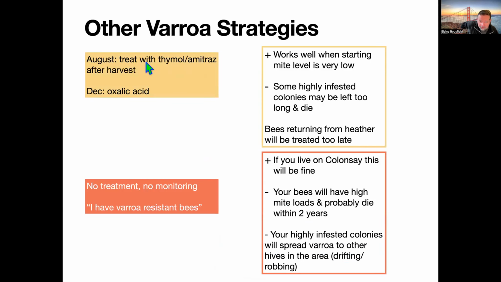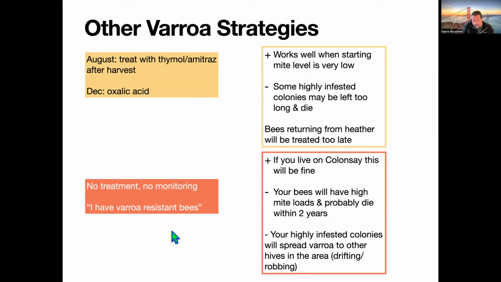The normal strategy: treat them in August after the supers are off, and then treat them in November or December. Works well when your starting mites are low. Downside is some of the ones that are highly infested are just not going to make it. You won't know, but they'll just die in the winter. And bees returning from the heather will be treated too late.